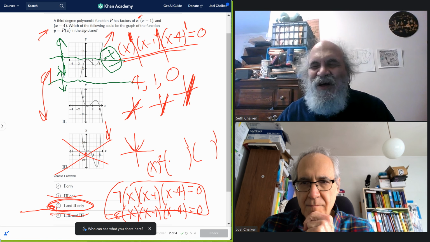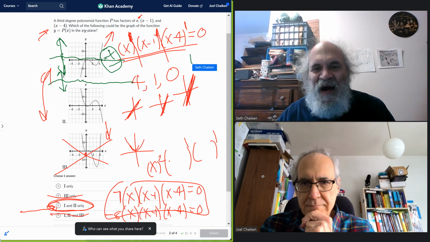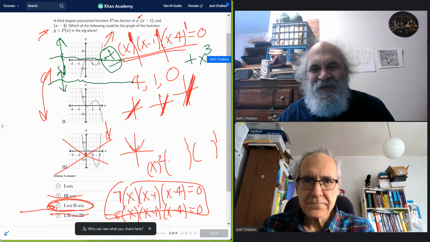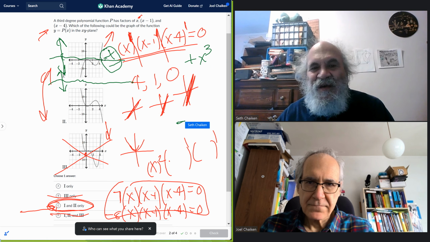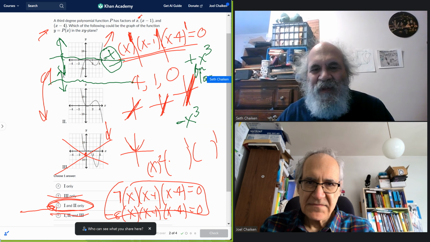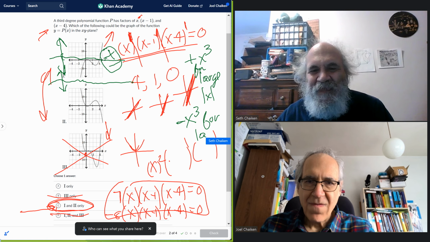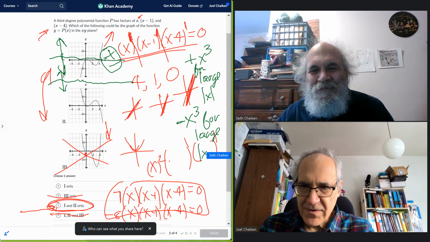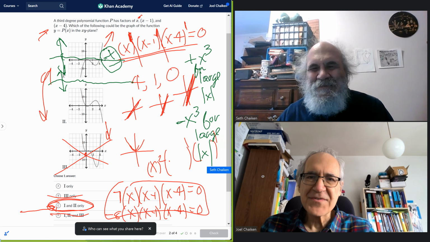So this one, where it grows positively when x is large, behaves like positive x cubed for large x, and this one behaves like the negative of that, minus x cubed for large x, and in fact, absolute value of x. That's right.